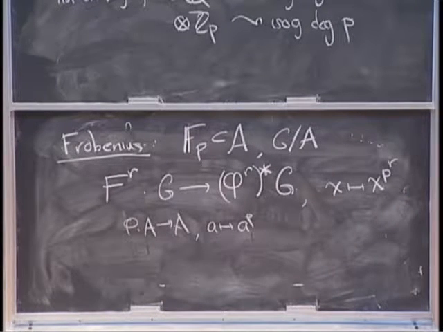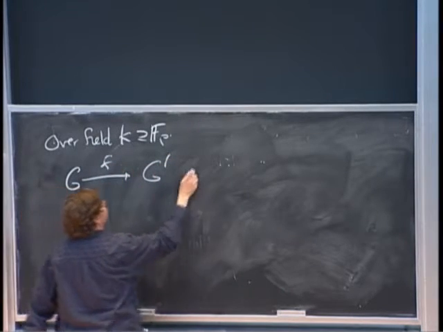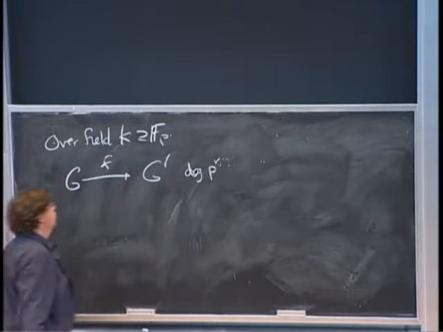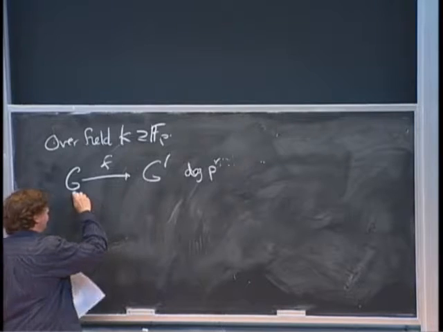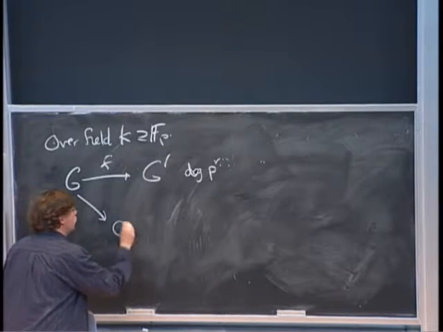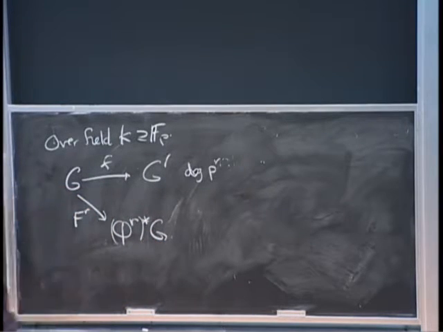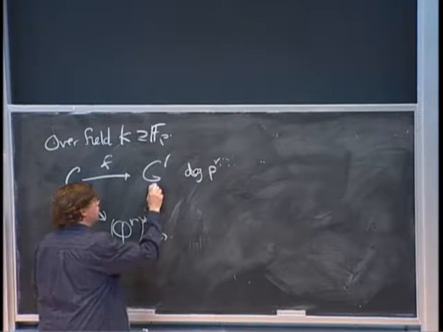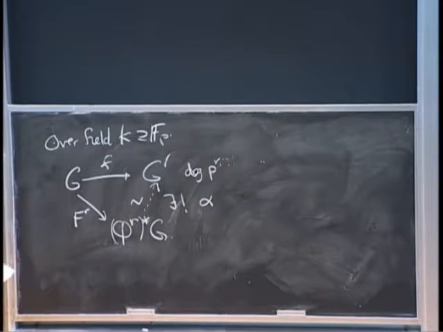Over a field K of characteristic P, things are even better. Whenever you have an isogeny, let's say of degree P to the R, all isogenies have prime power P degree, for the reason that you'll see. They always factor canonically through Frobenius. So I have the Frobenius isogeny, F to the R, and there exists a unique factorization through an isomorphism. So over a field, basically all isogenies are built from Frobenius and isomorphisms.